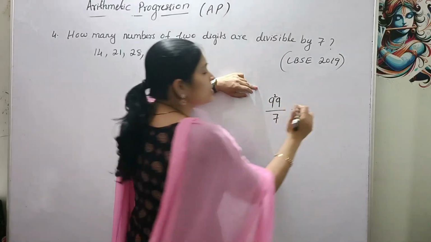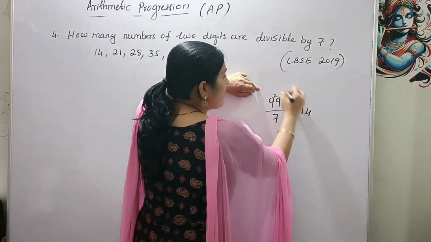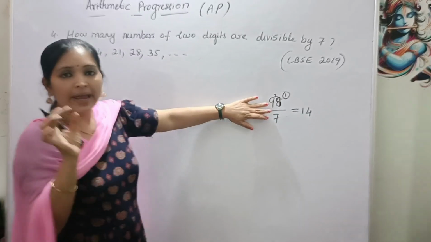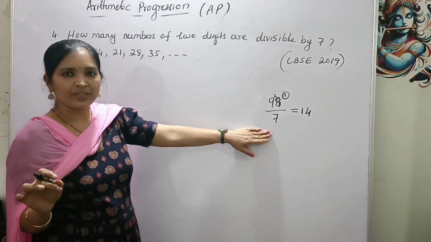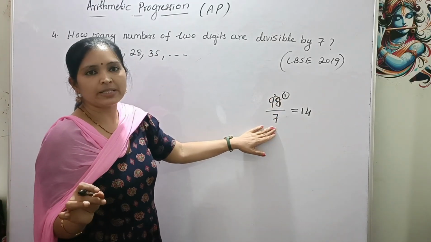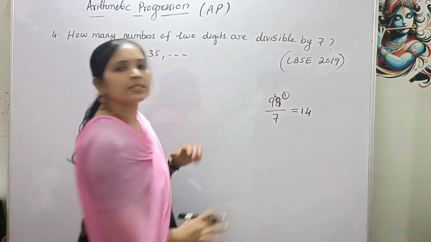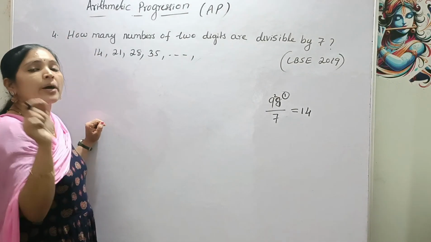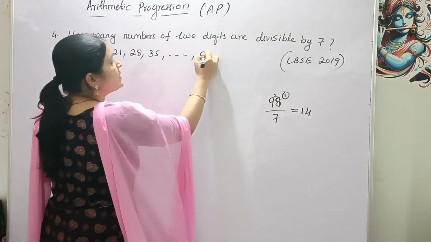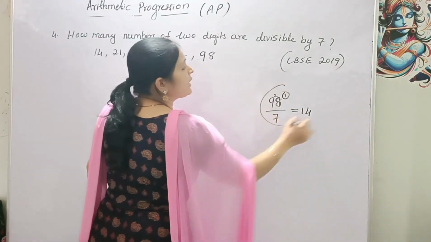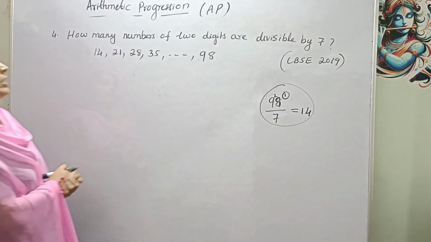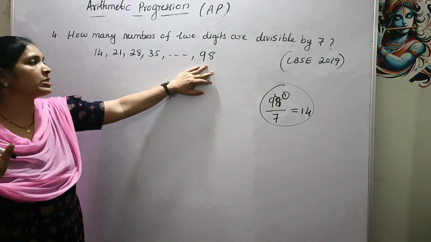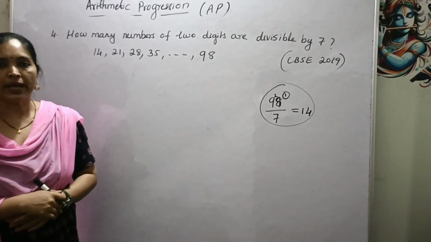We know that 7 fours are 28. So what is the remainder? 1. So if it is 98, then 98 is divisible by 7. We know that 98 divided by 7 is 14. Therefore, the last 2-digit number which is divisible by 7 is 98. In this method you can find it.